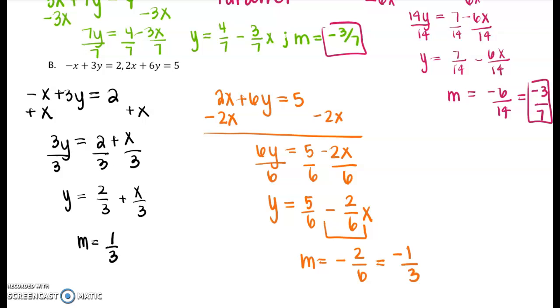So notice they're almost the same slope, but one of them is negative, but they're not negative reciprocals either, because if they were negative reciprocals, if I were to multiply them together, I should get -1, but I actually get -1/9. So it's actually neither.